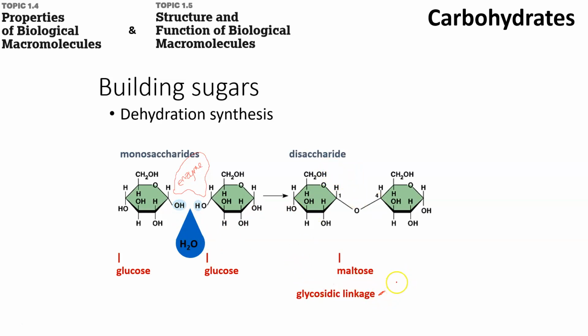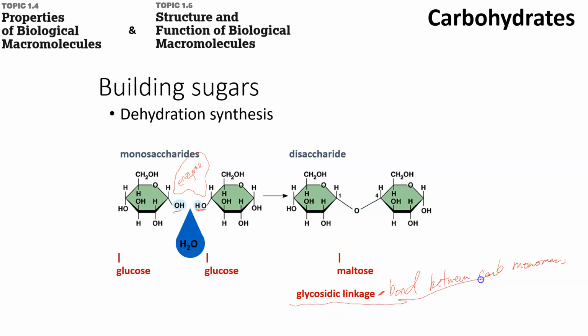Now, this is the important point I want you to take away from this. The bond between two monomers of carbohydrates is called a glycosidic linkage. A glycosidic linkage is typically made between two hydroxyl groups, if you'll notice that, OH. But a glycosidic linkage is the specific name for this type of bond between carbohydrate monomers. This is an important one to know.